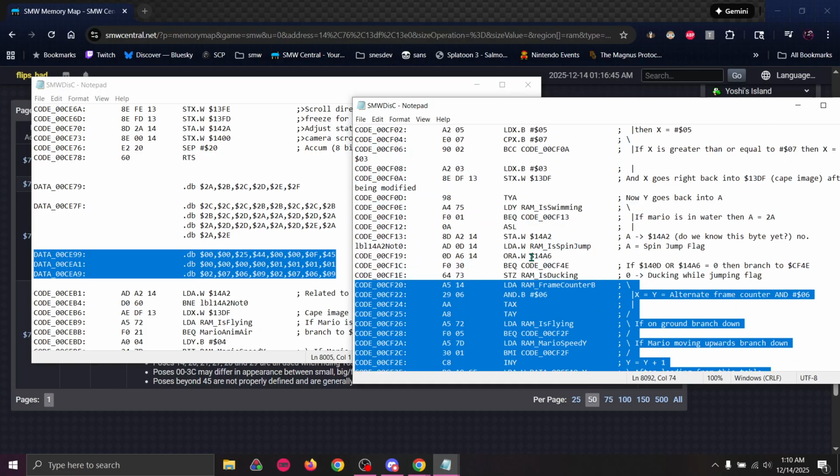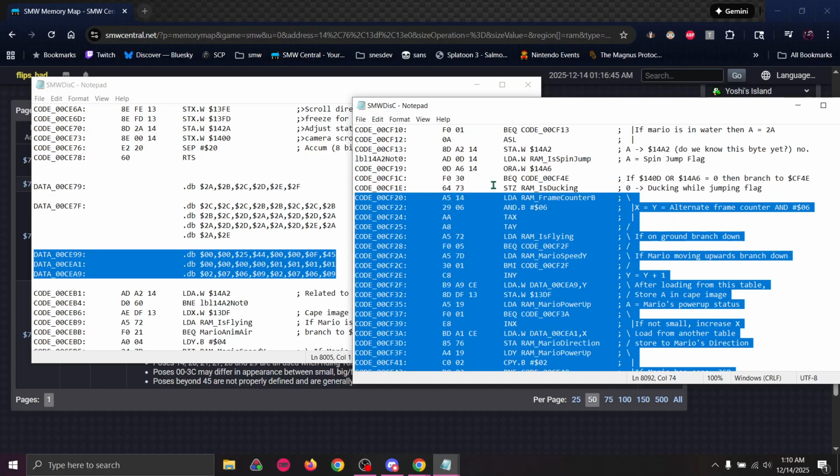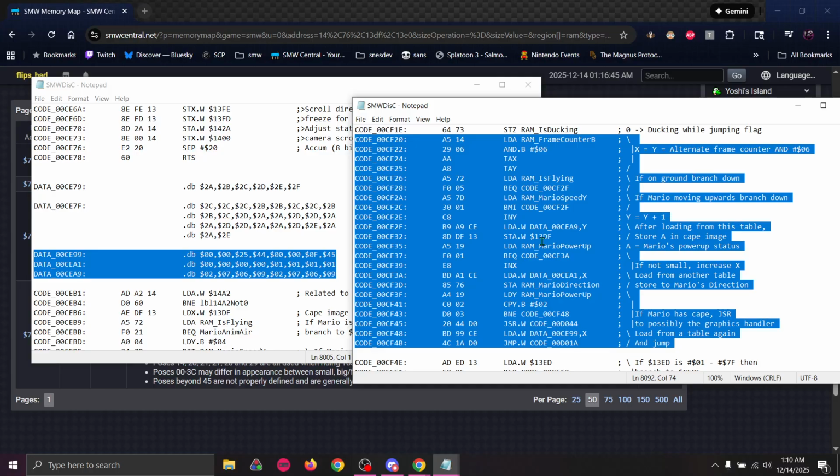And this isn't the actual start of the routine that I've highlighted. There's some more checks before it, but they're basically irrelevant for our purposes because we're starting with the assumption that Mario is twirling somehow. So the first thing that we see is that it's loading in frame counter B, and don't mind the comments too much. They're of varying quality in the disassembly.